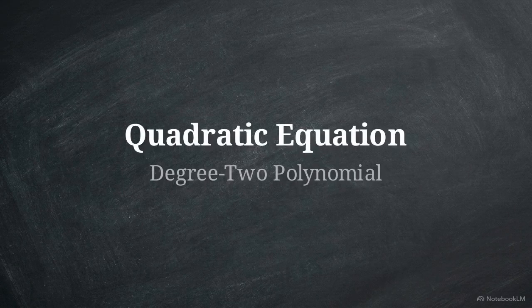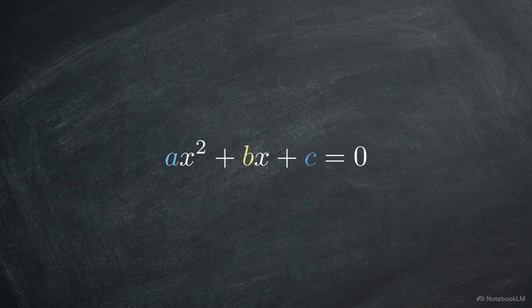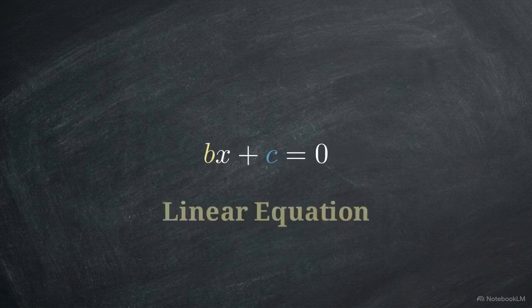A quadratic equation is defined as a degree 2 polynomial. This is the standard form, ax squared plus bx plus c equals 0. Crucially, the coefficient a cannot be 0. If it disappears, the equation is no longer quadratic.